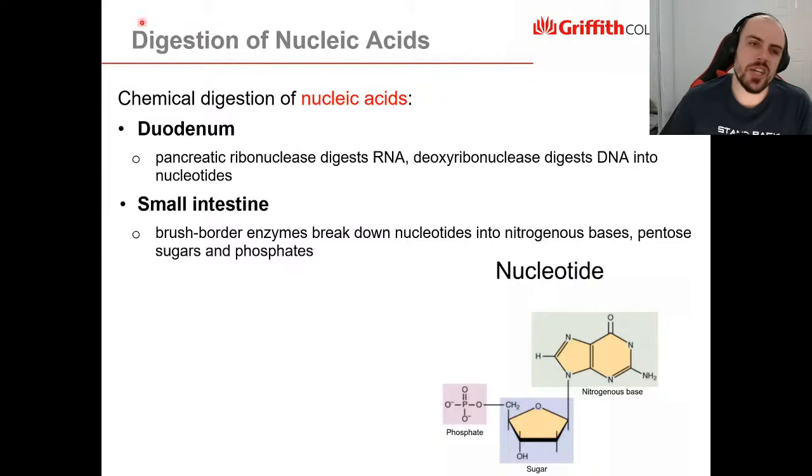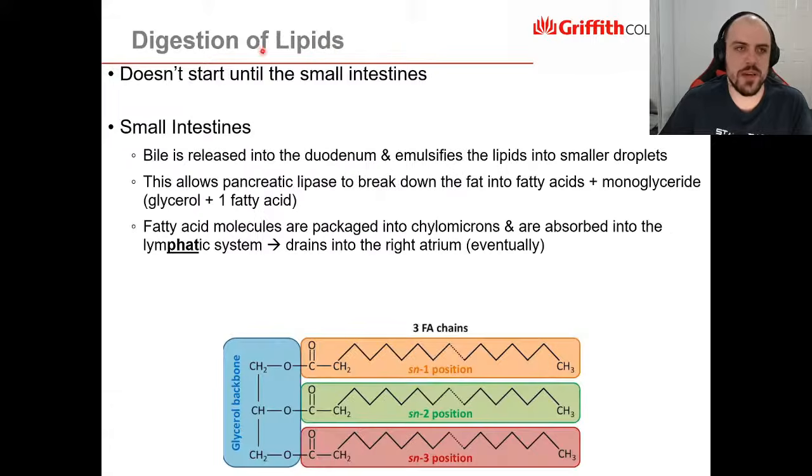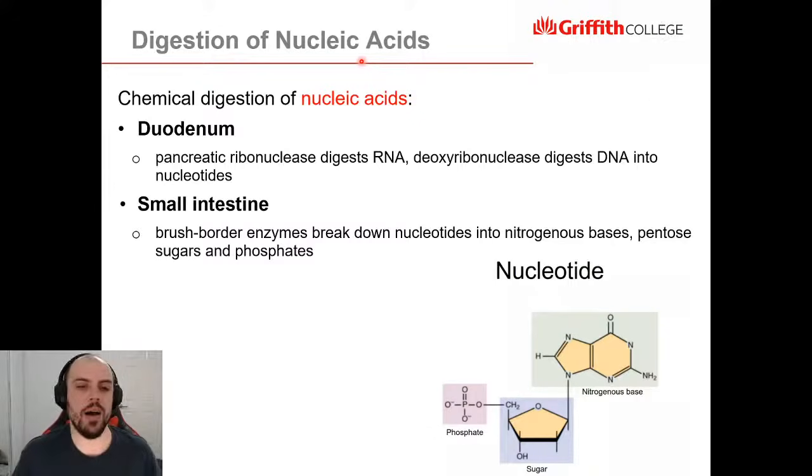Now, chemical digestion of nucleic acids. Look, do I expect you to know this? Sure. But proteins, carbs, fats are far more important. Far more important. You should definitely be prioritizing those three before you get into nucleic acids.